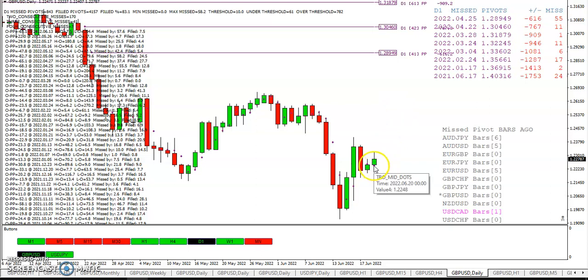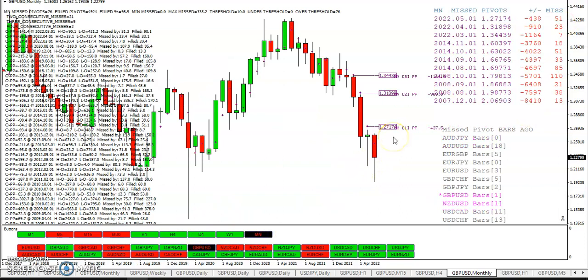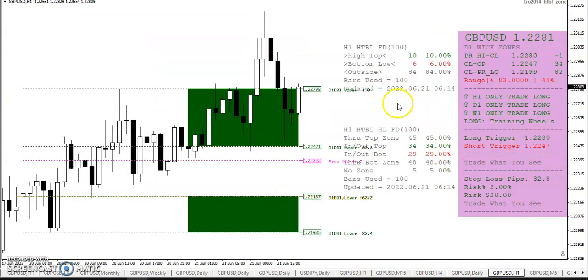We've taken out the pivot for today. We didn't quite hit the pivot. Looks like we missed it by 14 pips on the weekly, and the monthly we've taken it out. Upper wick zone trades, you can see in and out. We're just jumping out once again here at 2280. I really hate that 5th digit.